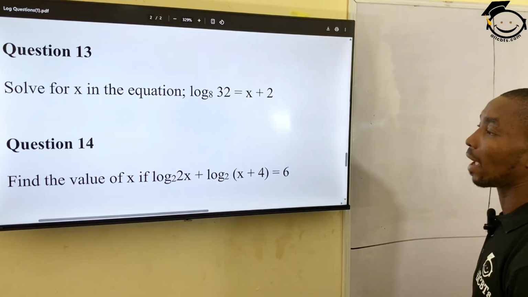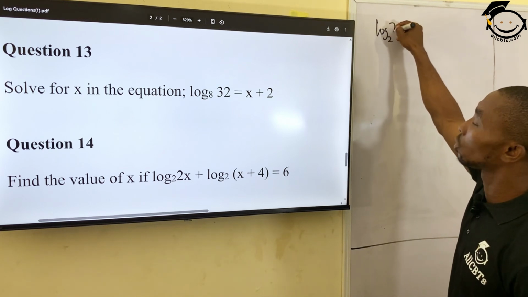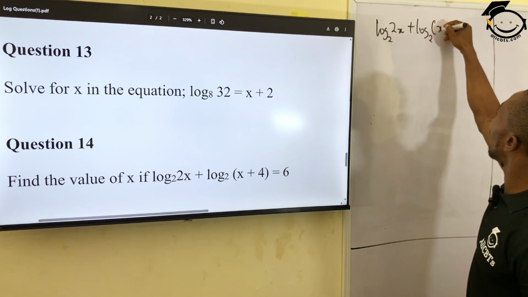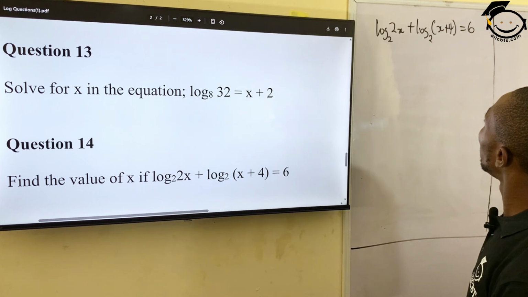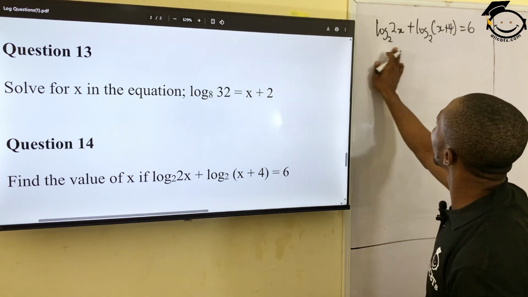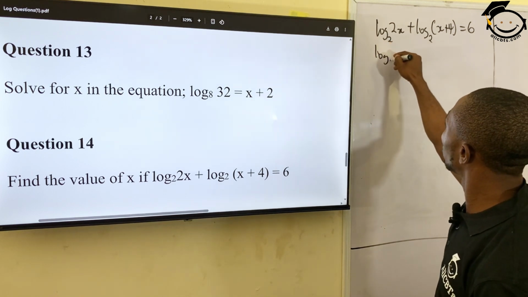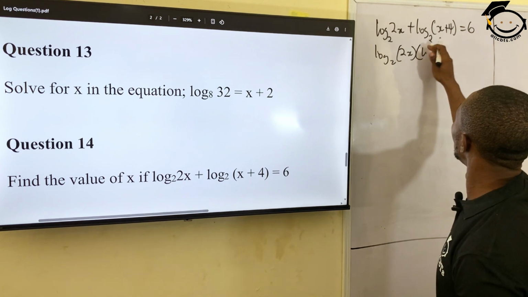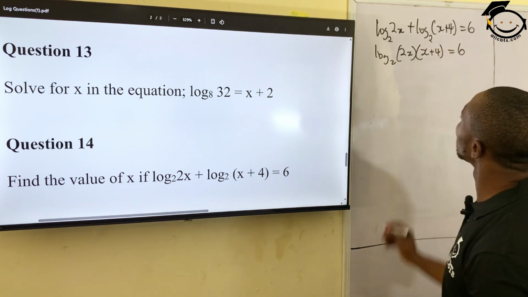Find the value of x if log base 2 of x plus log base 2 of x plus 4 equals 6. Alright, if we have this, we can apply our law, the multiplication law, log base 2 of x times x plus 4 equals 6.